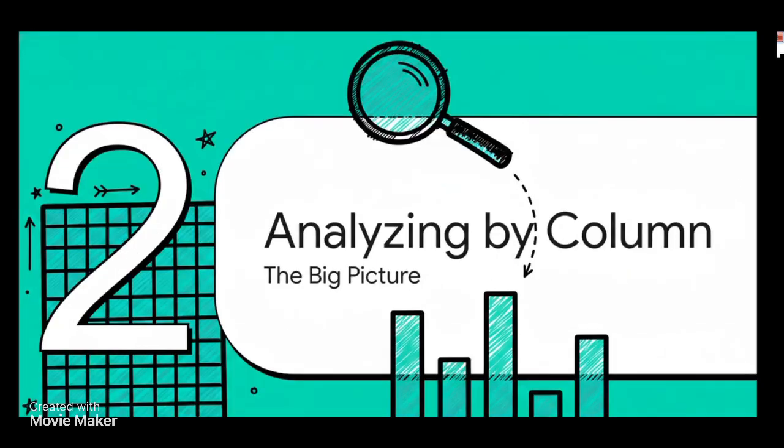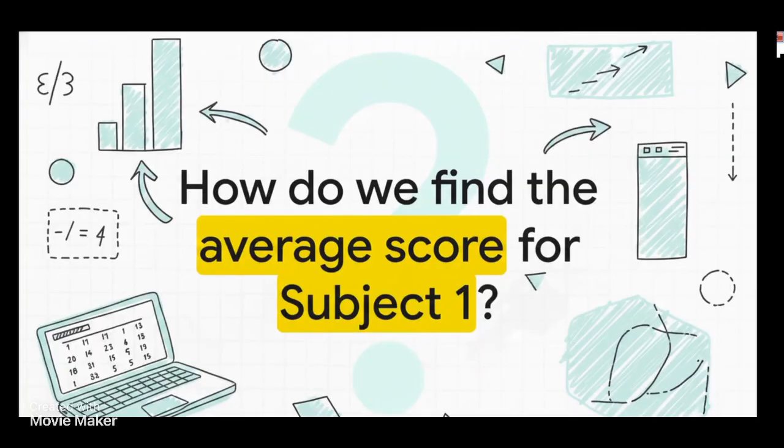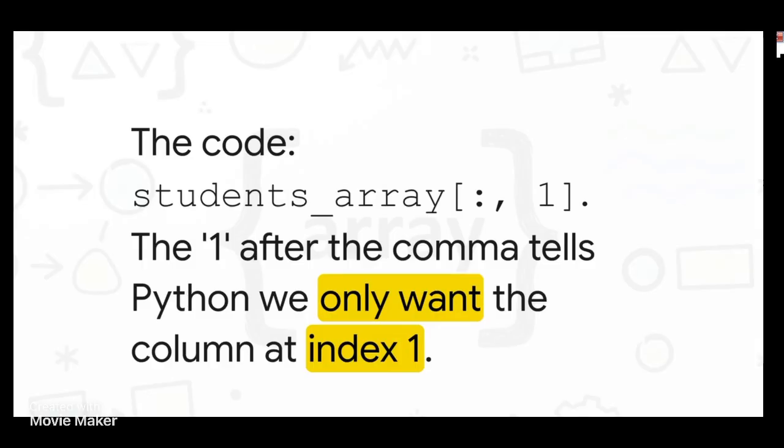All right, first things first, where do we even begin? A great strategy is to start with the big picture, and we do that by looking at one column at a time. So we'll analyze how every student did in a single subject. So, here's our first challenge. What was the average score for everyone in Subject 1? To do that, we somehow have to reach into our data table and grab just that one specific column. Here's the magic snippet of code that does it.